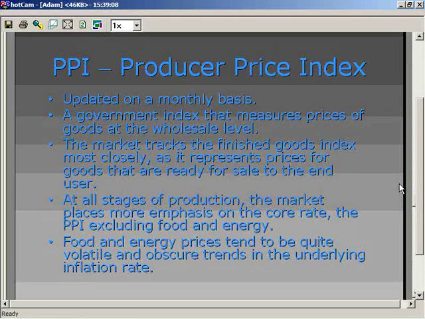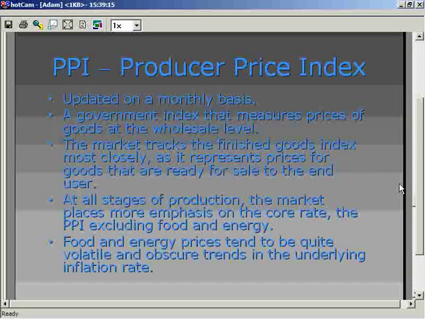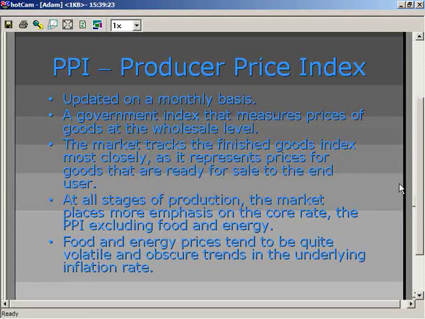It is the Producer Price Index, also updated on a monthly basis. It's a government index that measures the prices of goods at the wholesale level. Now, the market tracks the finished goods index most closely as it represents prices for goods that are ready for sale to the end user.